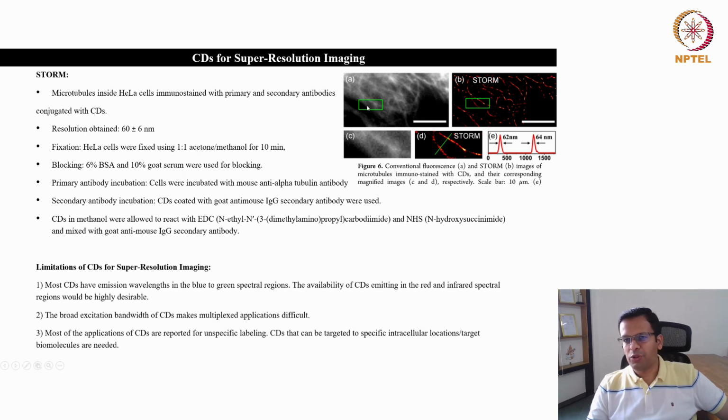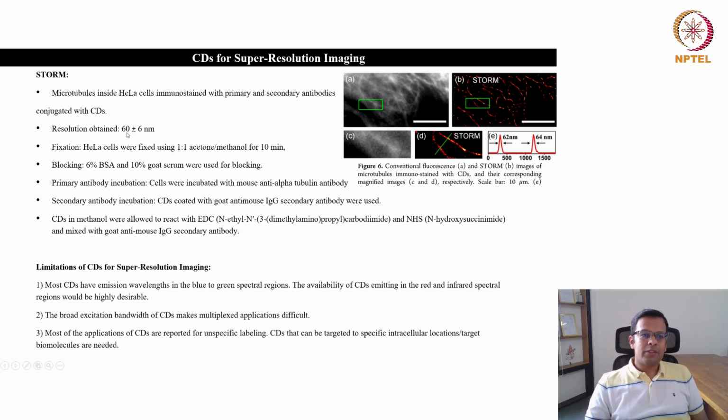The enlarged portion of both this figure is shown below here. This is a standard immunofluorescence protocol that was followed to stain microtubules inside HeLa cells, and they obtained a resolution of 60 plus or minus 6 nanometers. Fixation was done using 1:1 acetone methanol for 10 minutes.